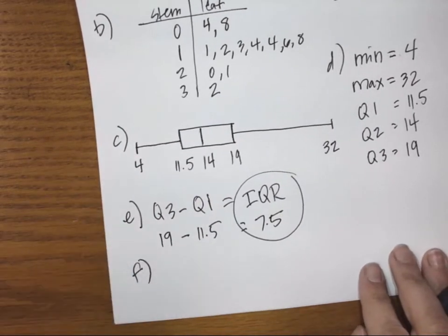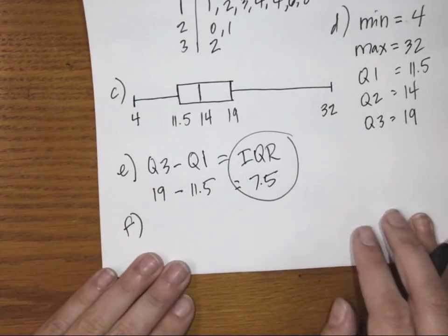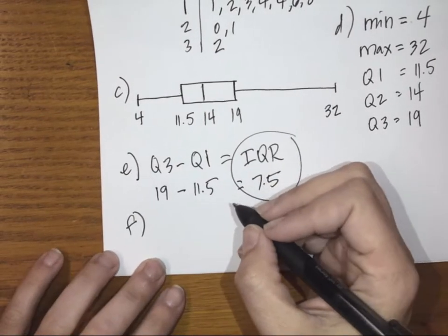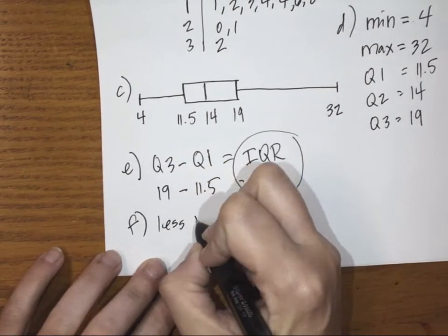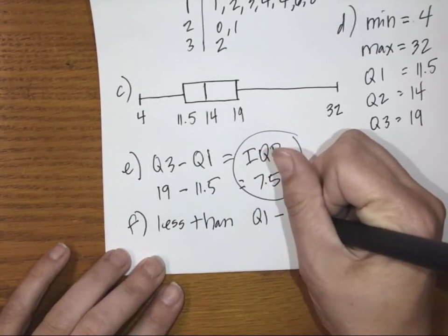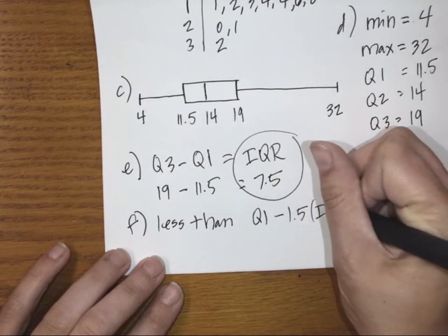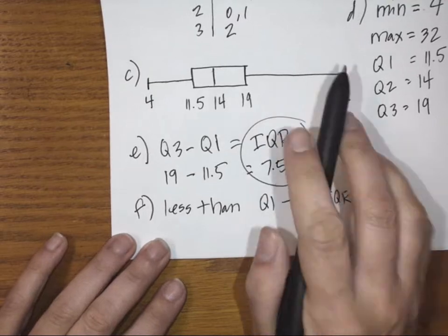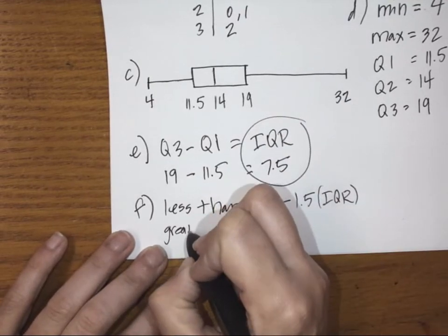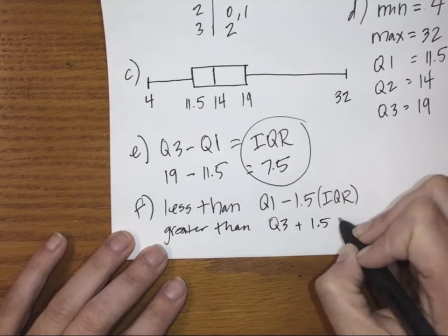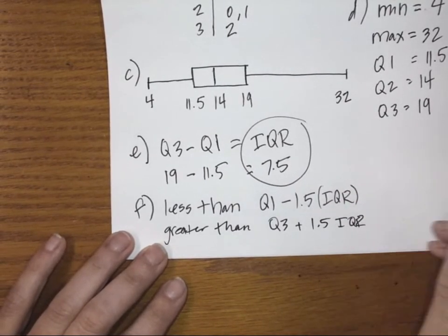So the outliers, there are 2 different outliers. One outlier, on the left-hand side, is any numbers that are less than Q1 minus 1.5 times the IQR. Okay. On the other side, outliers on this side would be numbers that are greater than Q3 plus 1.5 times the IQR.